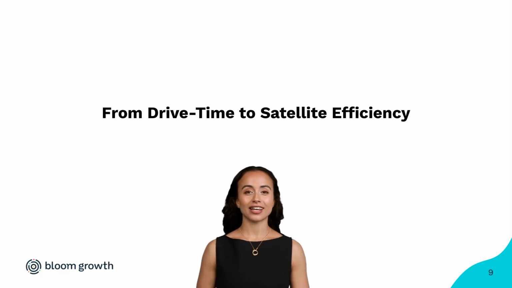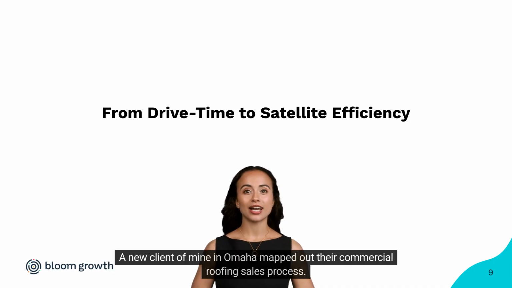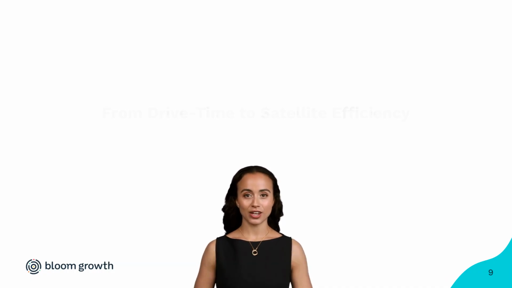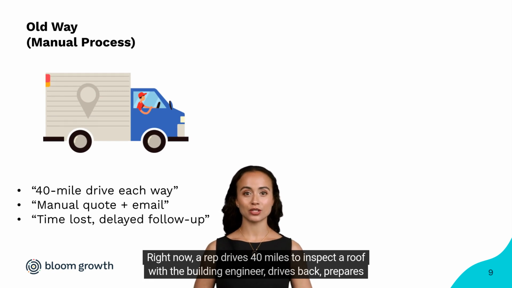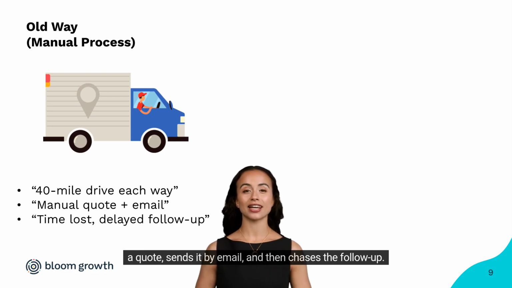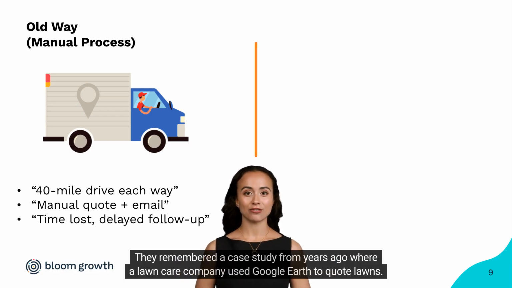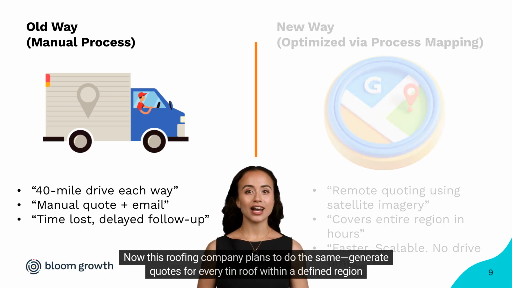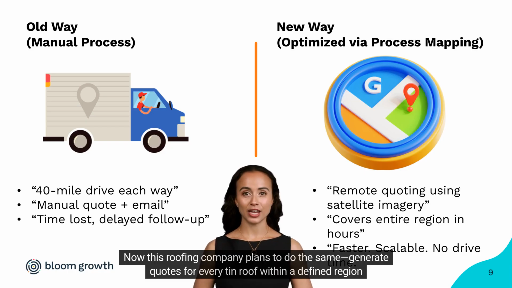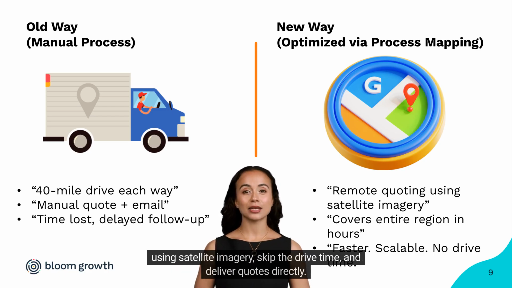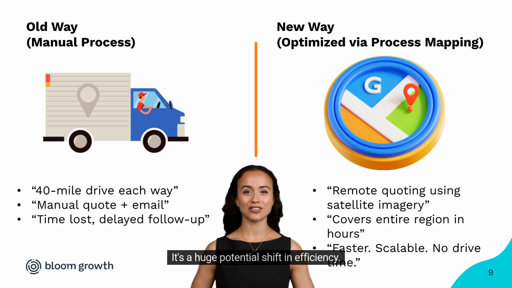Here's another one. A new client of mine in Omaha mapped out their commercial roofing sales process. Right now, a rep drives 40 miles to inspect a roof with the building engineer, drives back, prepares a quote, sends it by email, and then chases the follow-up. They're flipping that model. They remembered a case study from years ago where a lawn care company used Google Earth to quote lawns. Now, this roofing company plans to do the same. Generate quotes for every tin roof within a defined region using satellite imagery, skip the drive time, and deliver quotes directly. It's a huge potential shift in efficiency.